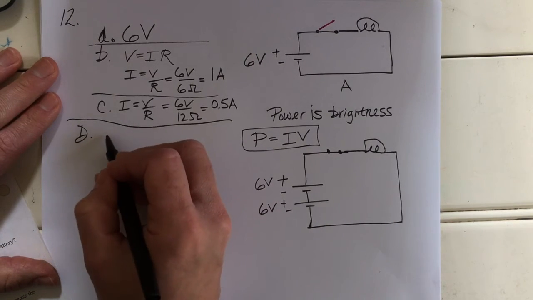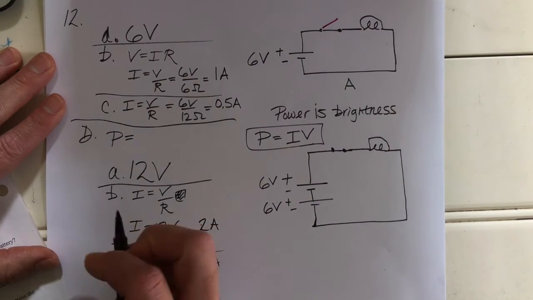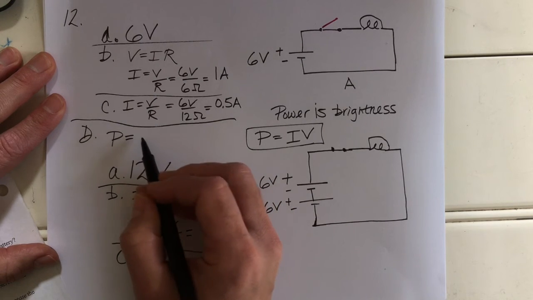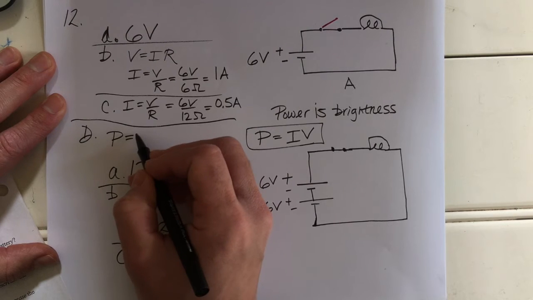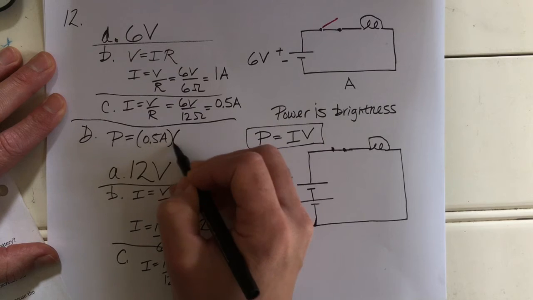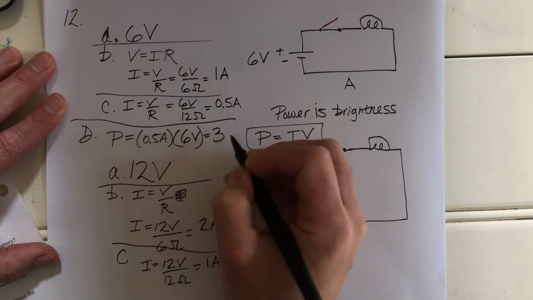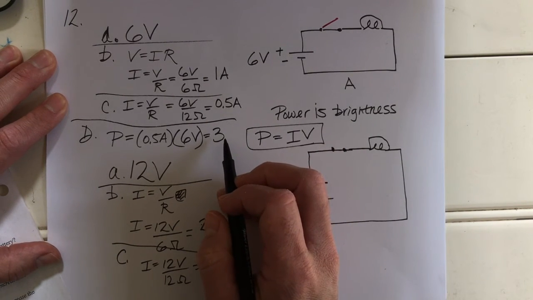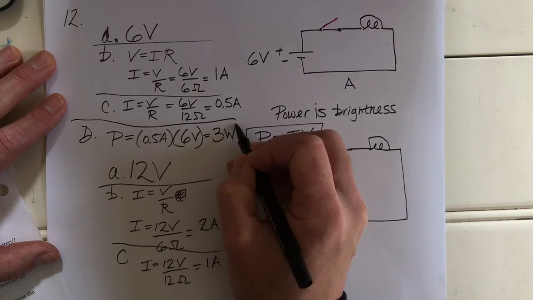Up here, I don't know if it matters which one we pick, but I'll pick part C, the most recent one. So power is equal to current, which is 0.5 amps, times the voltage, which is 6 volts, so that's 3. What do you think the units are in power? Power is still energy over time, so it's watts.